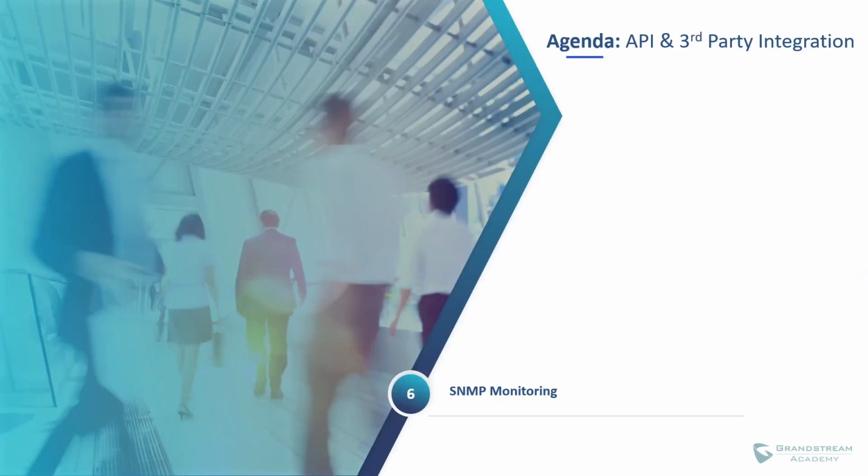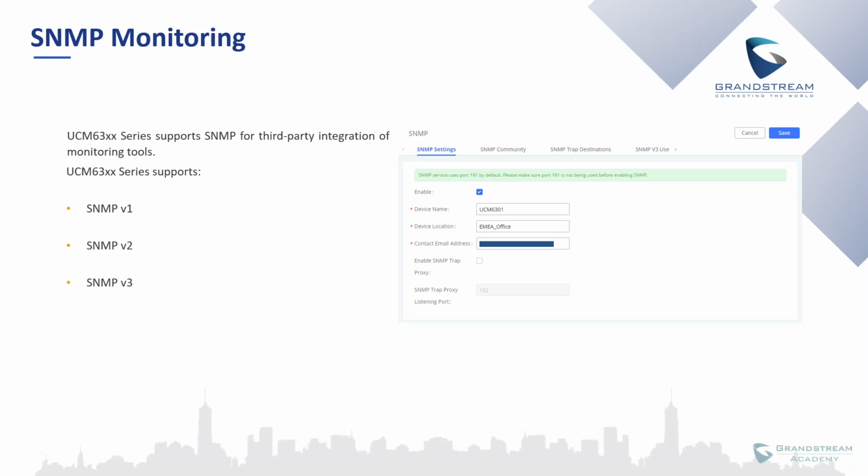And in this last section, we are going to talk about SNMP monitoring for the UCM 6300. UCM 6300 series supports SNMP for third-party integration of monitoring tools. This ensures that the enterprise can monitor the UCM device using their SNMP monitoring tool and keep the monitoring tool of the network devices centralized in one dashboard, and also in case of having more than one UCM device, without having to deal with the inconvenience of decentralized monitoring.